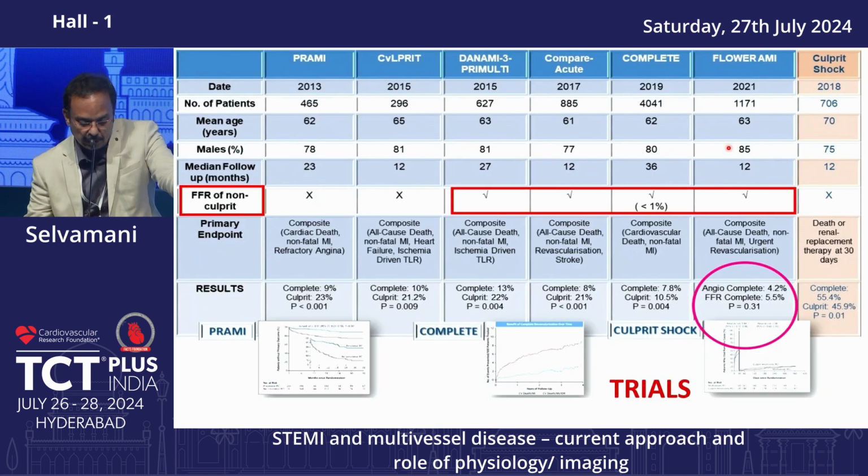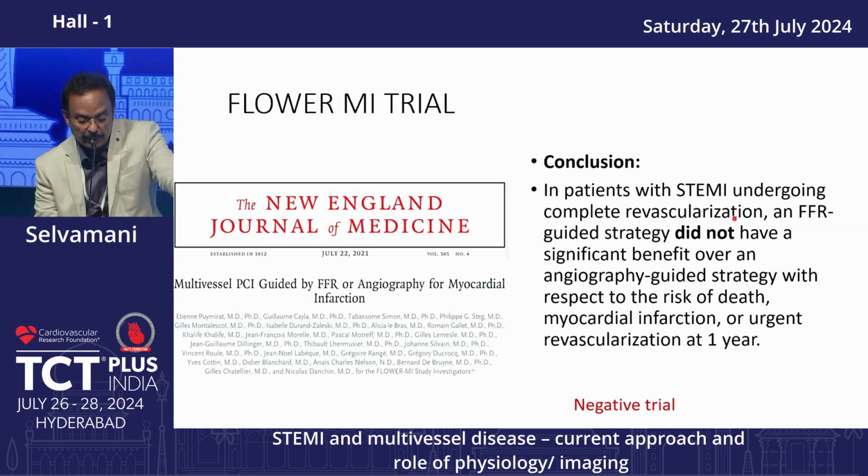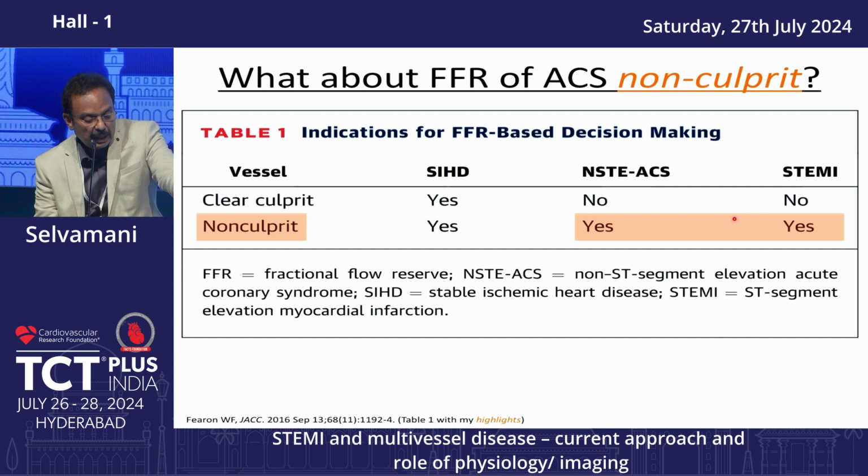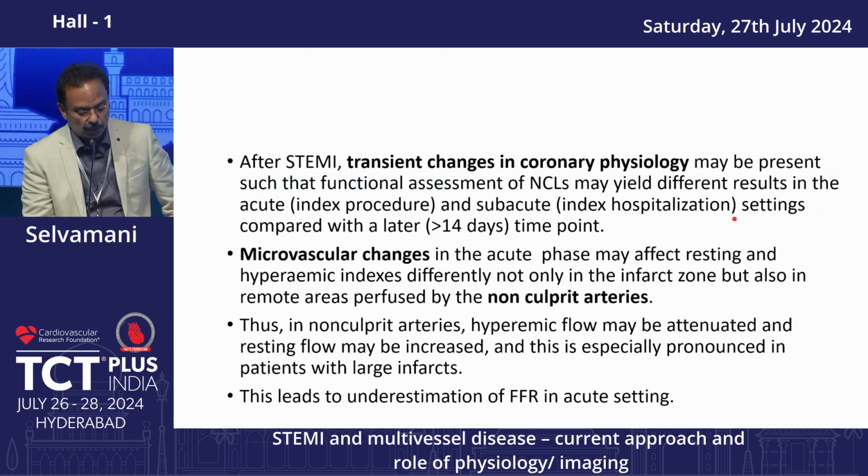Whenever you look at the evidence, these are the trials: DANAMI, COMPARE-ACUTE, COMPLETE. All these trials used physiology, FFR, for the treatment of non-culprit vessels. FLOWER-MI was a negative trial; whether FFR or not, it was the same. But FRAME-MI is a positive trial. And now in ACS, for the non-culprit, there is no doubt at all.